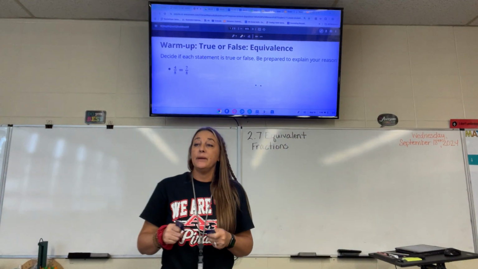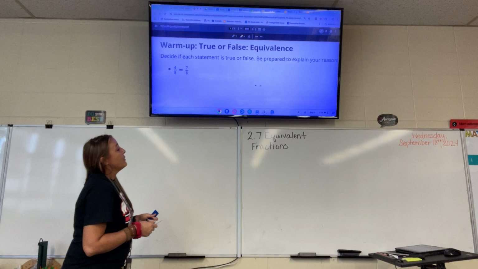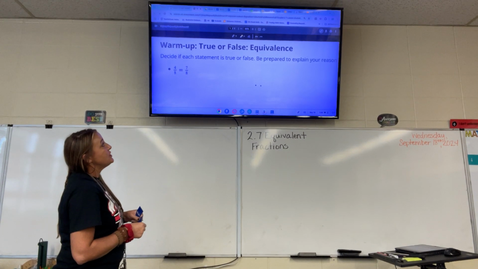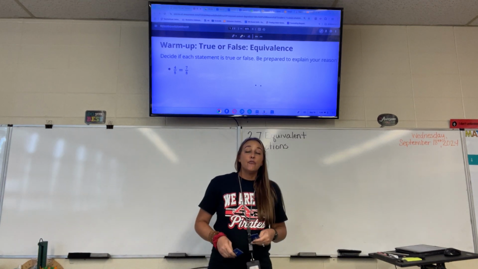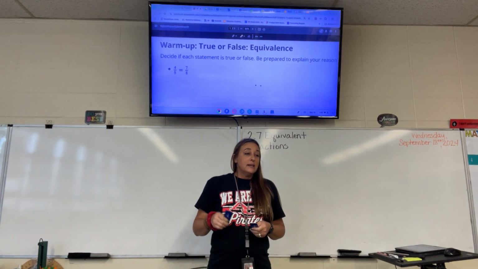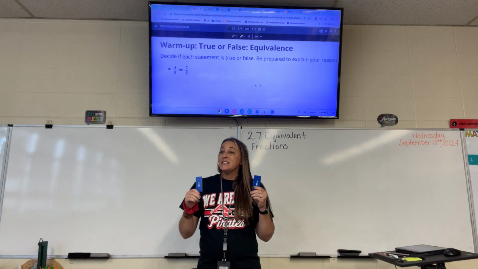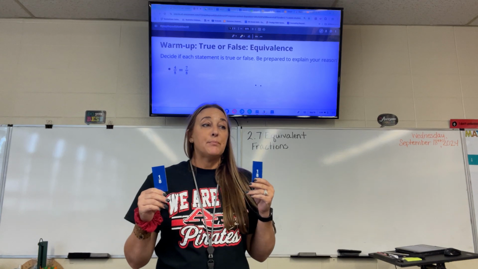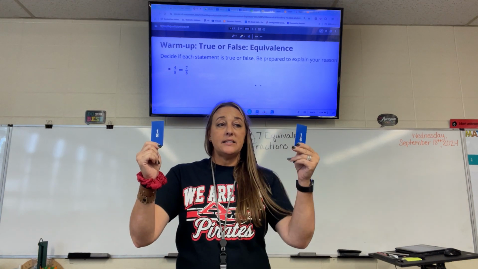Today we're doing lesson 2.7, equivalent fractions. So on the math warm-up on page 69, it says decide if each statement is true or false. The first statement says 4/8 is equal to 7/8. Since they both have the denominator of 8, that means they're the same size parts. So is 4 of these the same size as 7 of these?